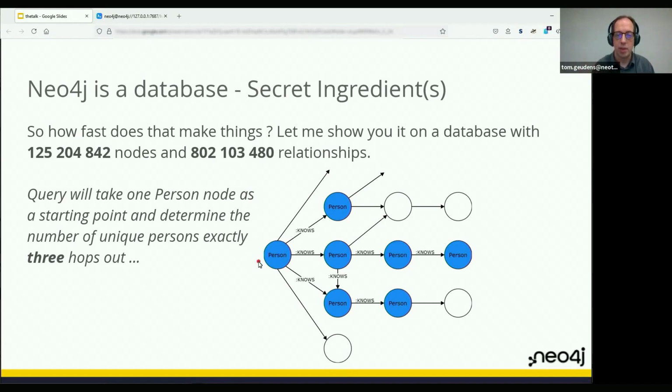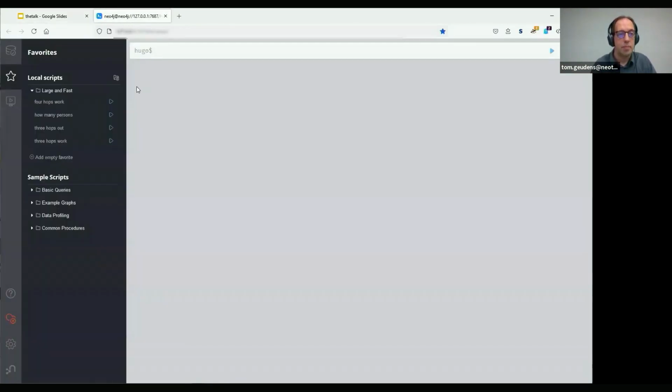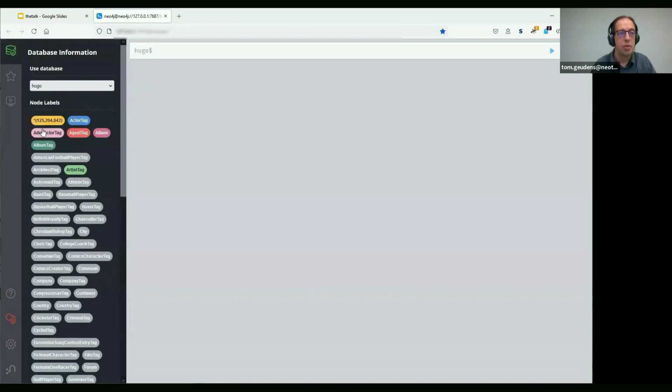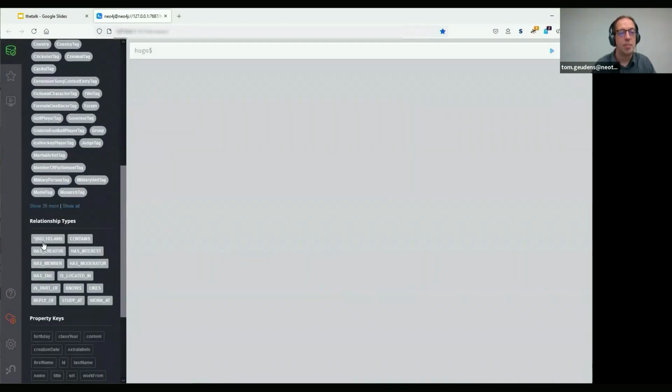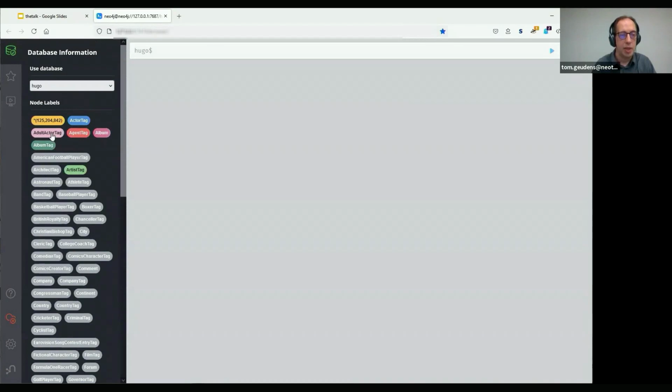And what I'm going to do is I'm going to take one starting point and then walk 3 hops out, right? Knows a bunch of persons that know a bunch of persons that know a bunch of persons. And I'm going to check how many unique people I find 3 hops out from my starting point. So let me show you that. So first show you that I'm not cheating. This is the database. So it's 125 million nodes, 800 million relationships, and there is an adult actor tag, which is pink. Interesting.